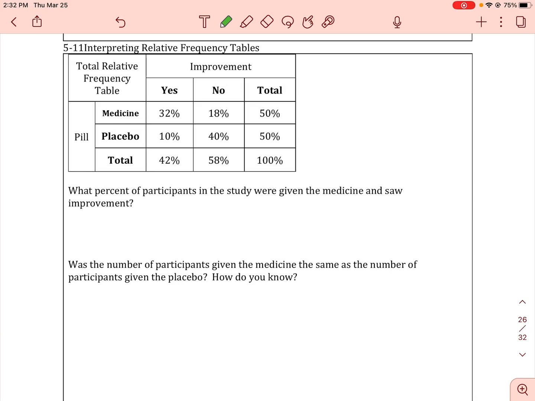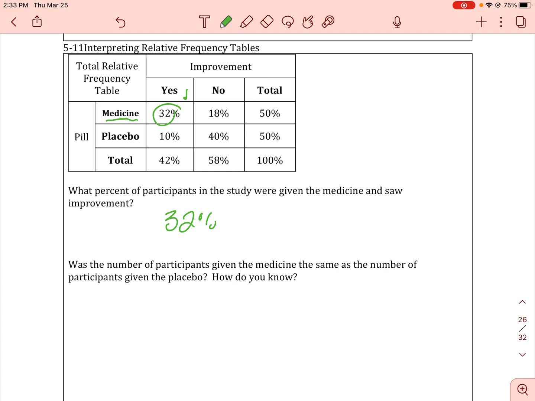So now let's interpret these relative frequency tables. The question asks, what percent of participants in the study were given the medicine and saw improvement? So they were given the medicine, so we're here, and yes, they saw improvement. That would be 32%.